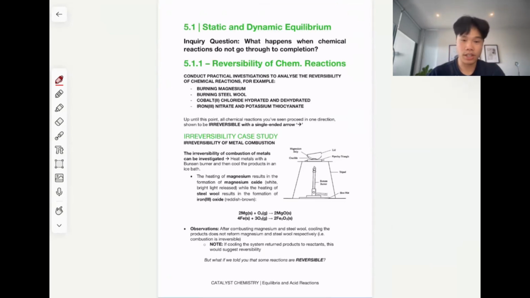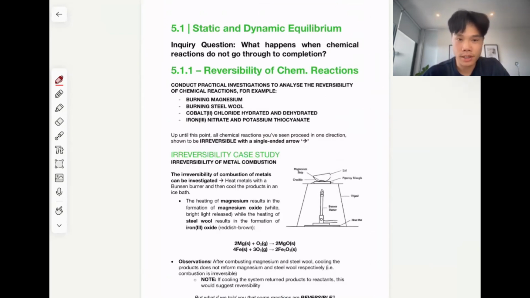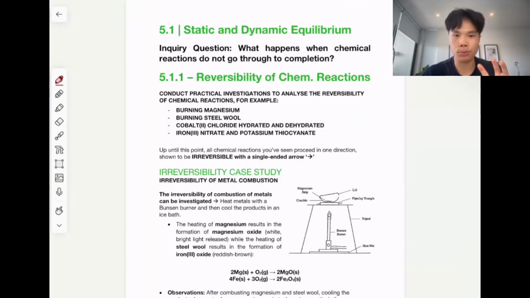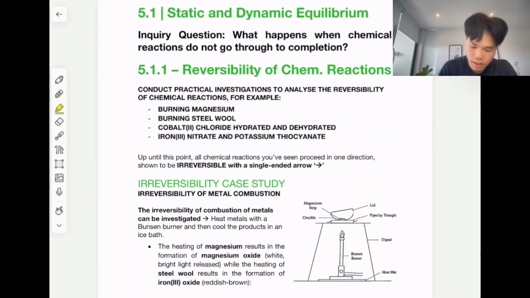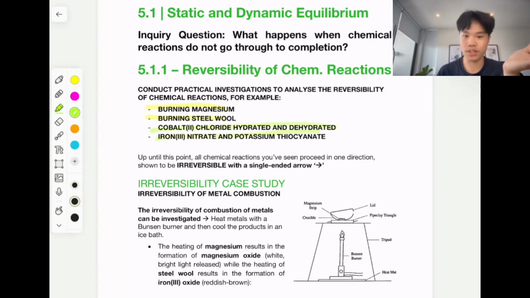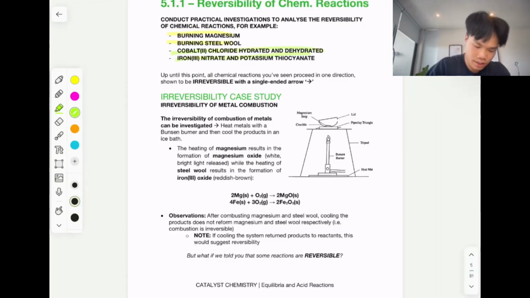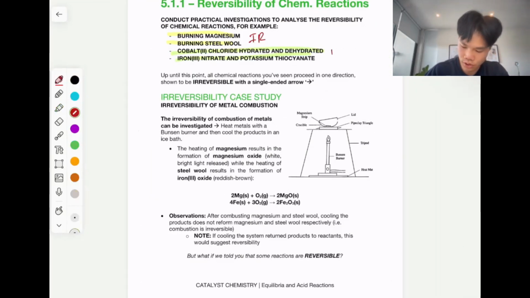Okay. So starting at the very beginning, you have static and dynamic equilibria. So you should remember from the very beginning that there were these practicals you did to show reversibility. You had 4 case studies that the syllabus taught you, which was burning magnesium and burning steel wool. So you have metal combustion to show irreversible reactions. And you also had cobalt chloride hydrate and dehydrate, as well as iron nitrate and potassium thiocyanate as 2 pracs that showed you reversibility. So you should have the equations for both of these cases and an understanding of which ones are irreversible and which ones are reversible.